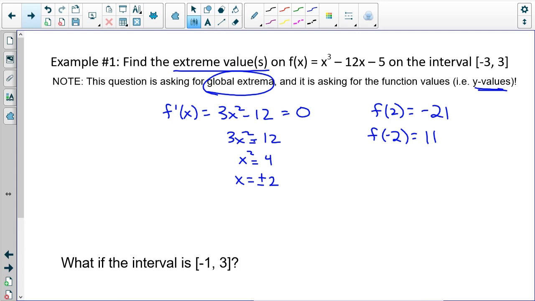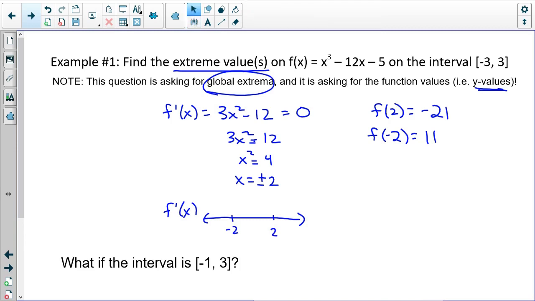If I want to check whether they're local maxes or mins, I can make a little sign chart to help my thinking. So I have -2 and 2, and then I sub in values into the derivative to figure out whether the derivative is positive or negative at these points. If I sub in something to the left of -2, let's say -10, f prime is positive over there. At -2, the derivative is 0.